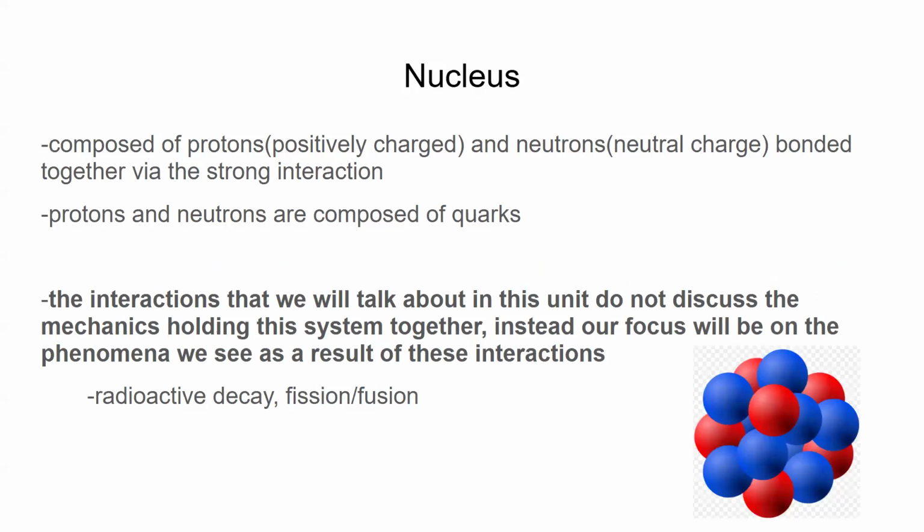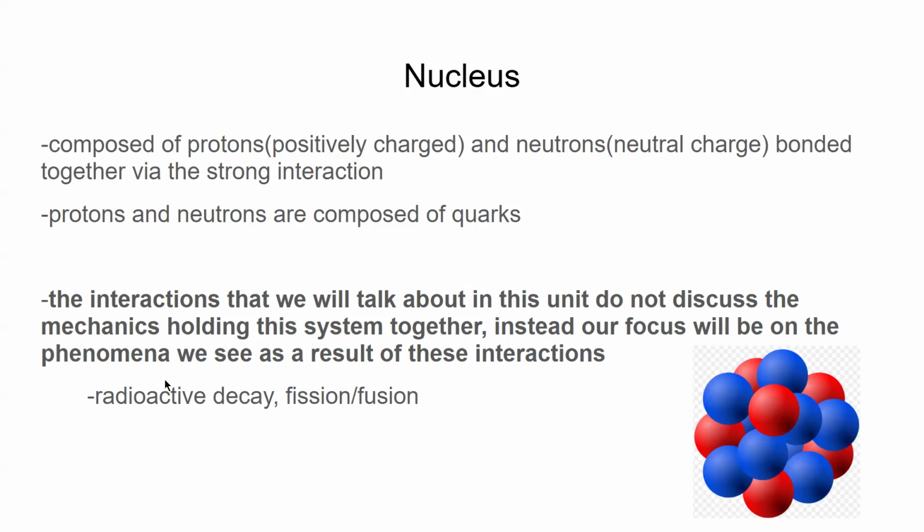So now talking about the nucleus, which is the main part of this unit. They're composed of protons and neutrons, and they're bonded together via the strong interaction. Protons and neutrons are composed of quarks, so we'll talk about those quarks in a second. The interactions that we will talk about in this unit do not discuss the mechanics of holding the system together, like how we discussed the mechanics of gravity holding an object in orbit around another object. We will not be discussing the mathematics of what holds these two together.